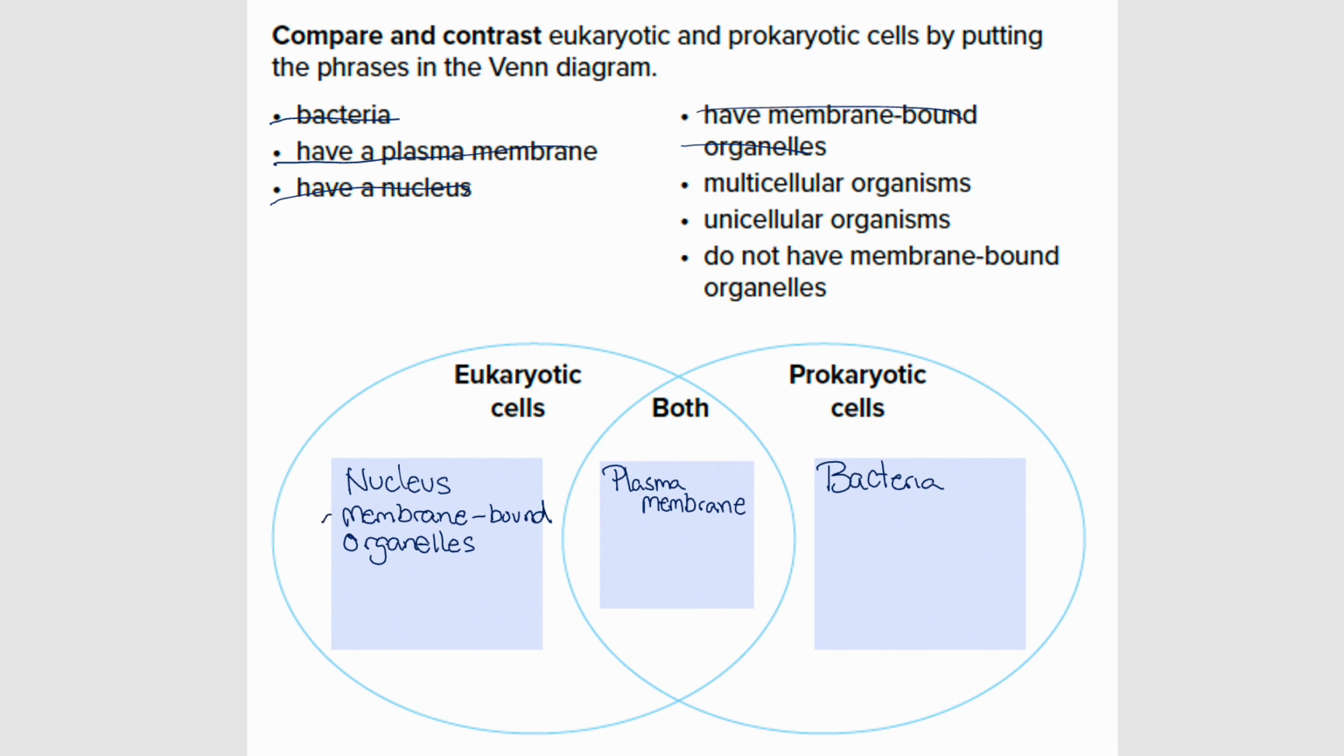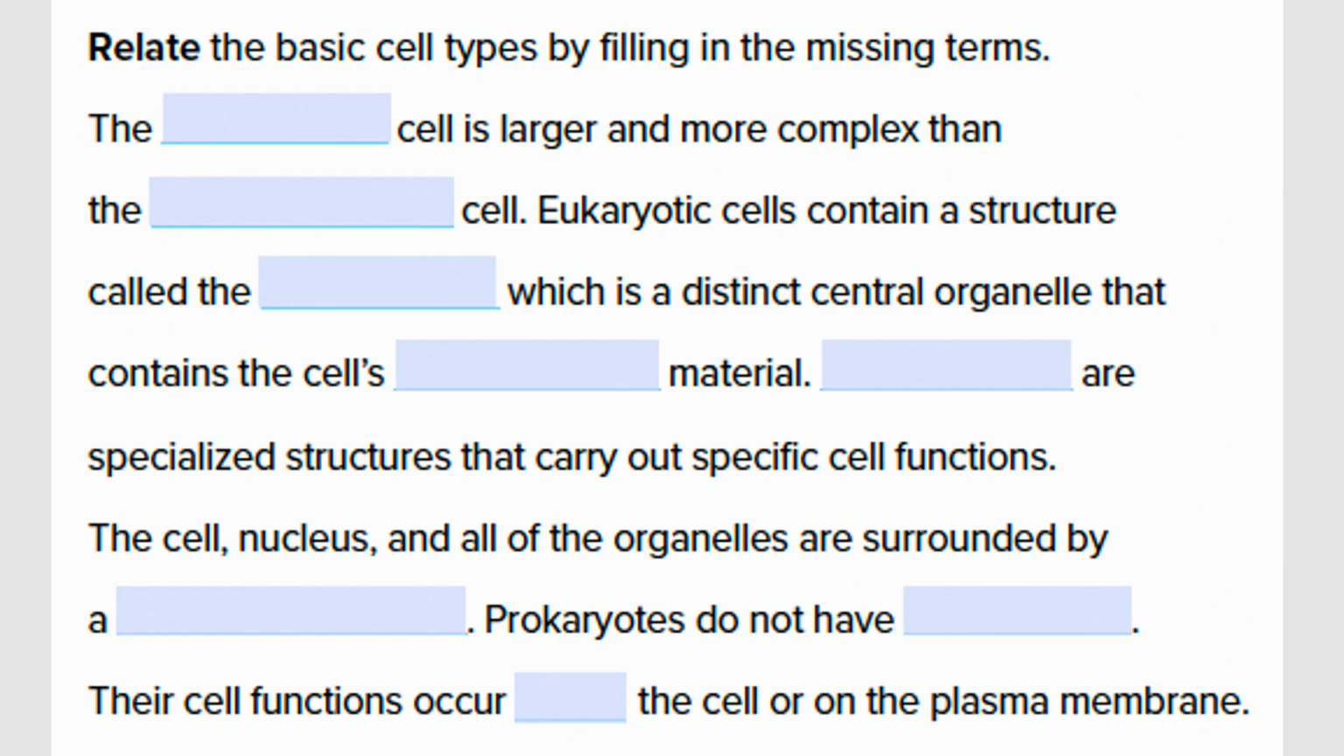Multicellular organisms. This one is going to fall in eukaryotic cells. Okay, unicellular organisms, these ones are usually prokaryotic because, again, they're simpler, they're not as complex. And finally, do not have membrane-bound organelles. That is going to be prokaryote. No organelles. So this organizes these structures, again, showing you that eukaryotic cells are much more complex and prokaryotic cells are much simpler.